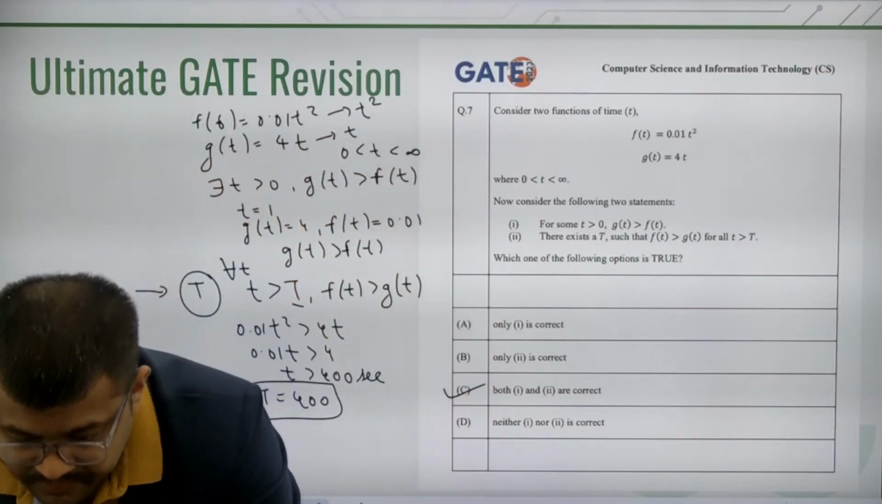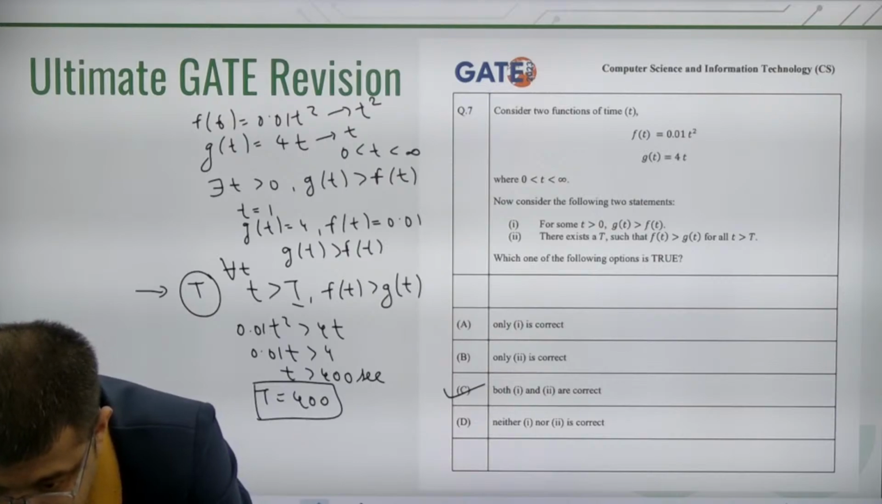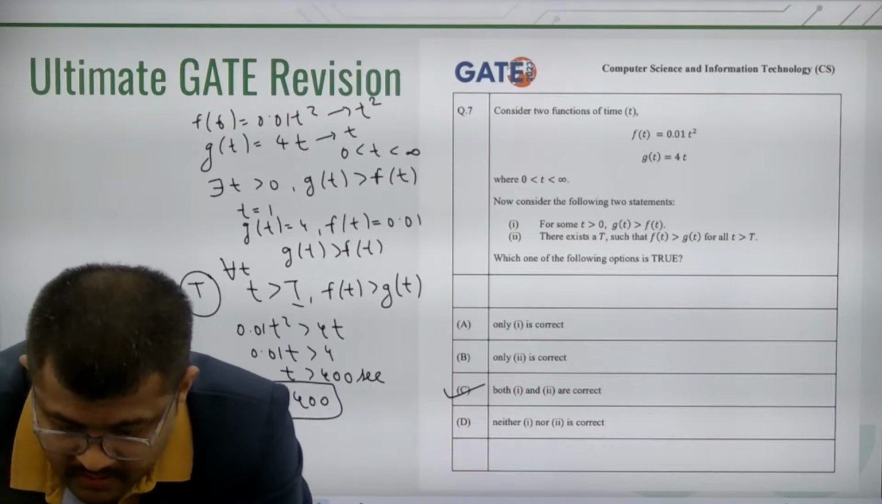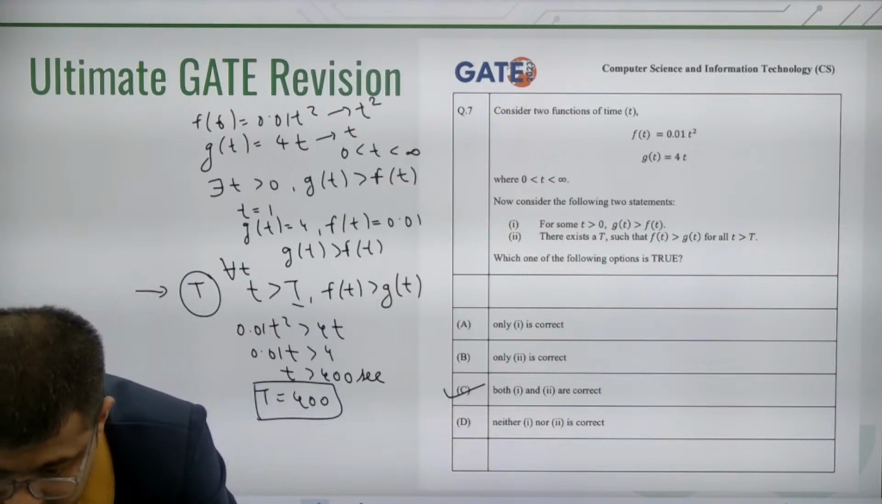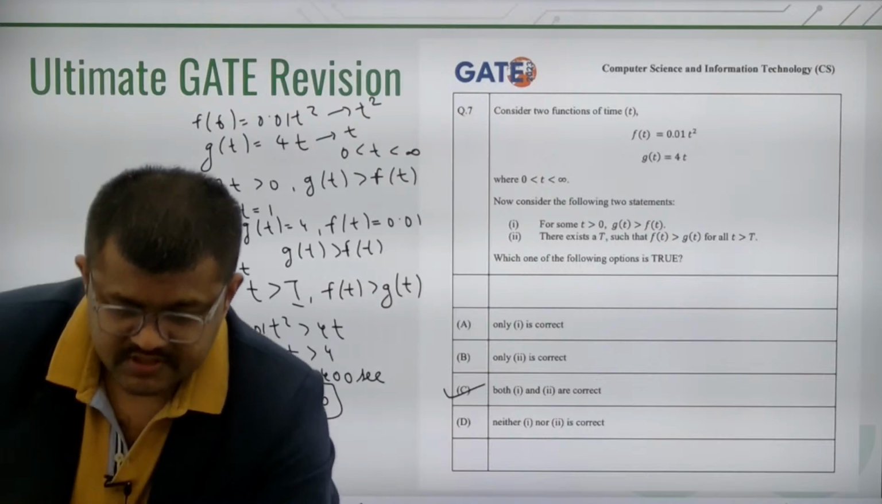Is this clear? No, 0.01 will not always be less than 4x, because it also has t square. So ultimately it will become bigger. Good morning, Satish.